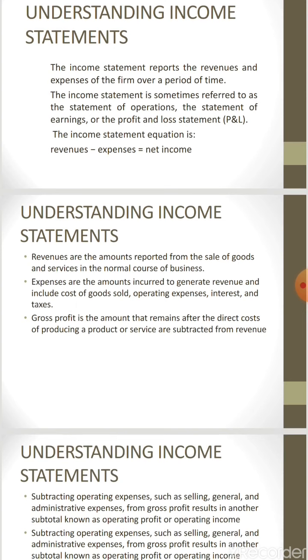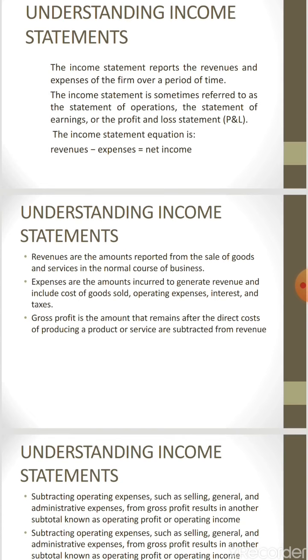So revenue is the money that is generated through the sale of goods and services in the normal course of the business. And then the expenses are the amounts incurred to generate revenue. These expenses include the cost of goods sold, operating expenses, interest, and taxes. So we start with our revenue, and then we less our cost of goods sold, and then we come up with our gross profit.